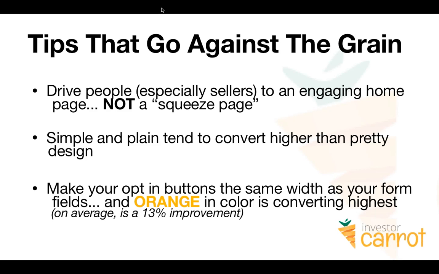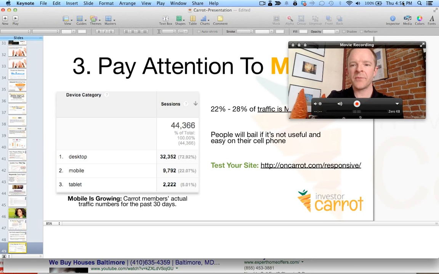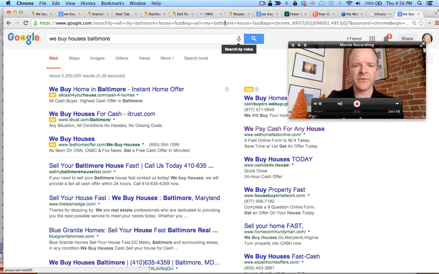And one thing that we've tested as well is make your opt-in buttons the same width as your form fields. I'm going to pop out here, dive online, and show you guys this. Make the opt-in buttons the same width as your form fields. And I would suggest you guys test this yourselves, but we're continually doing tests for our customers to see what's working better. And in every test that we've run, the specific orange color is converting higher, on average about a 13% improvement. So let me bounce out of here and show you guys some of this stuff.